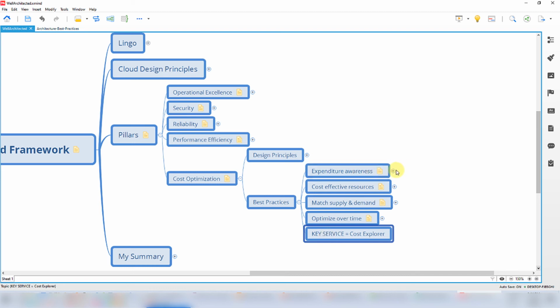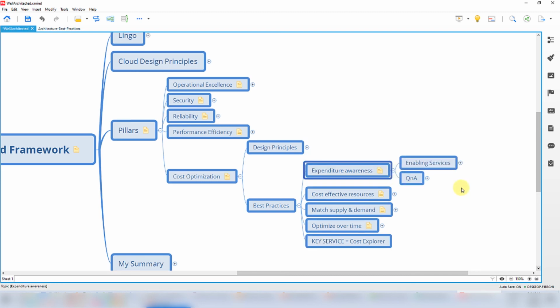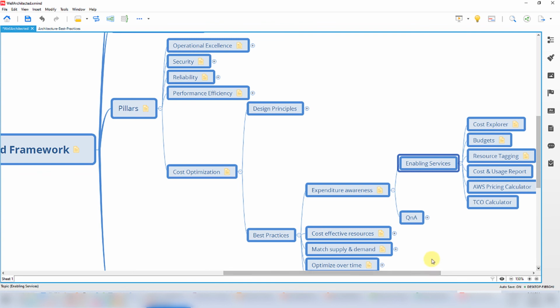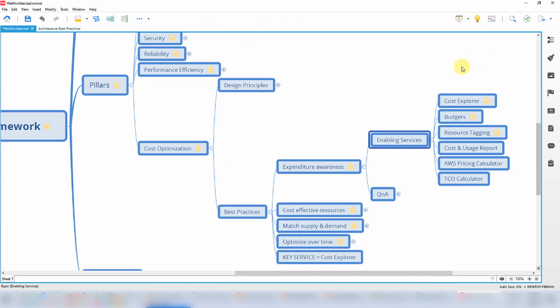Let's look at each of the best practices in a little bit more detail. For expenditure awareness, the key enabling services are Cost Explorer, which helps you track the spend and know where the spend is.